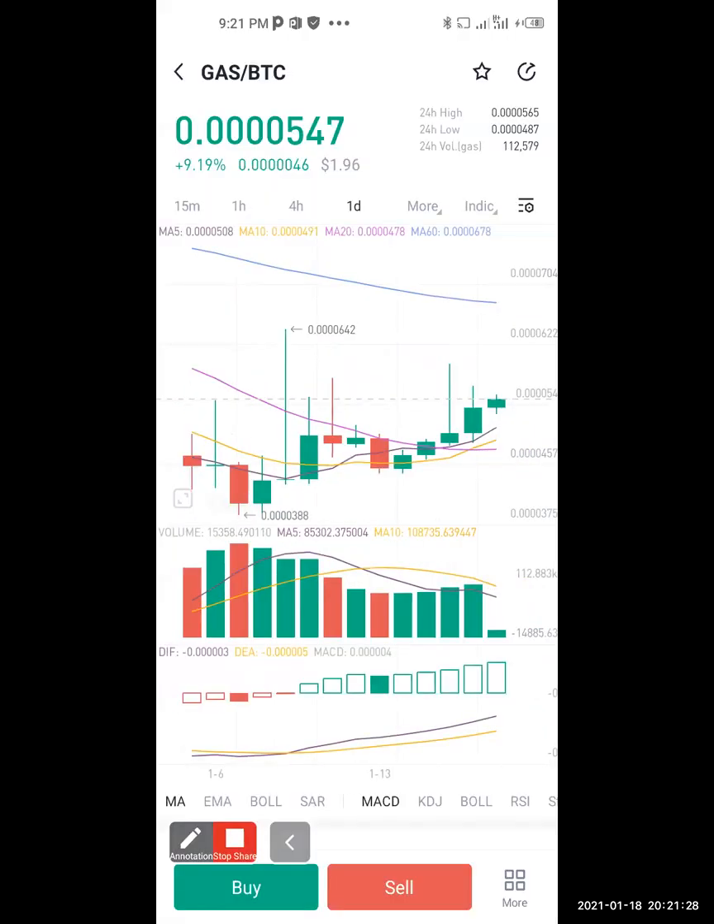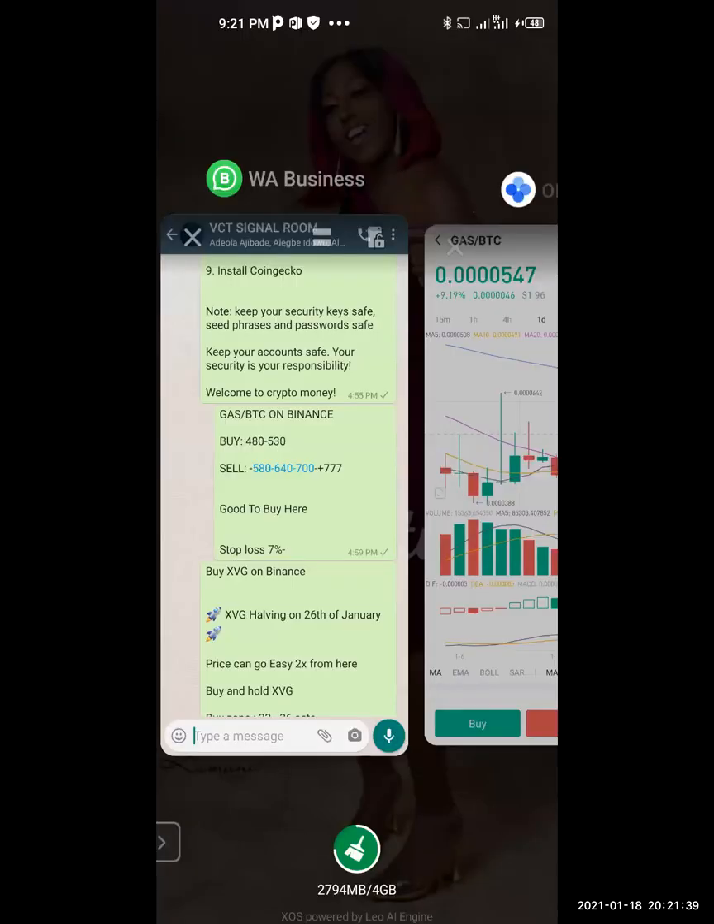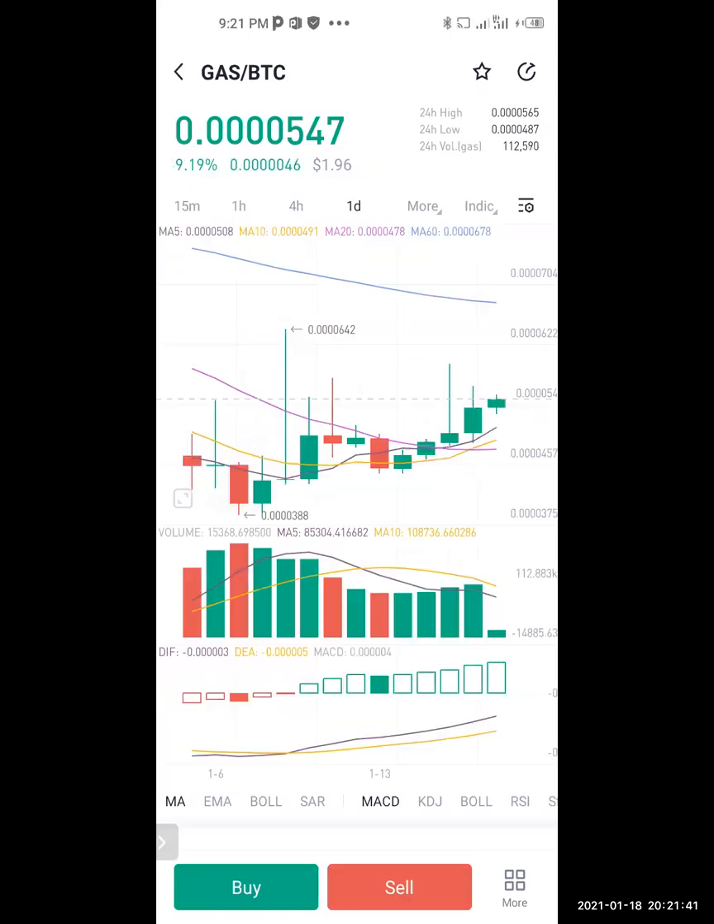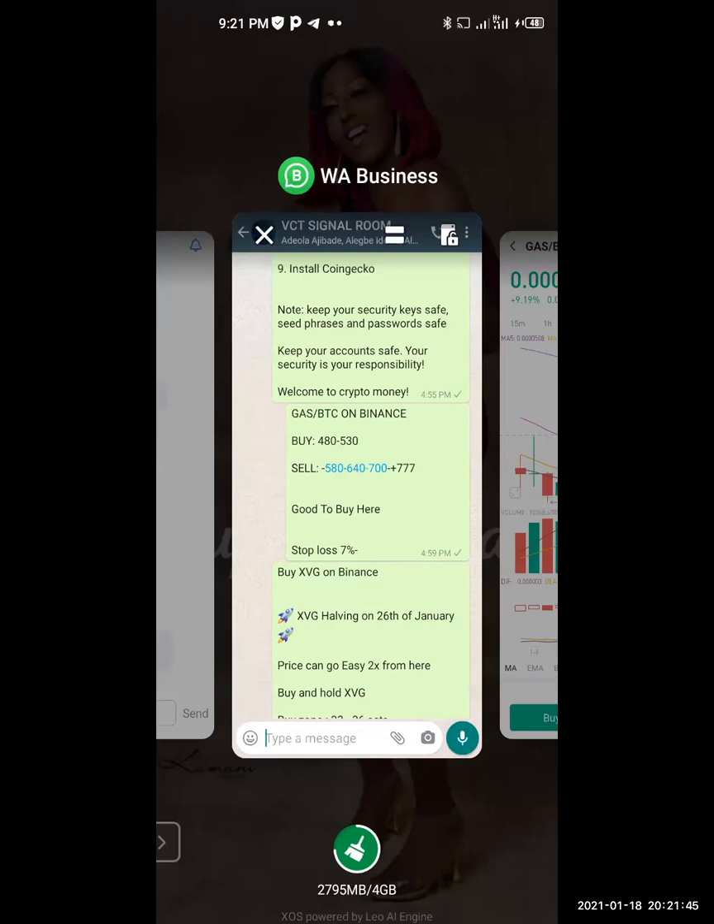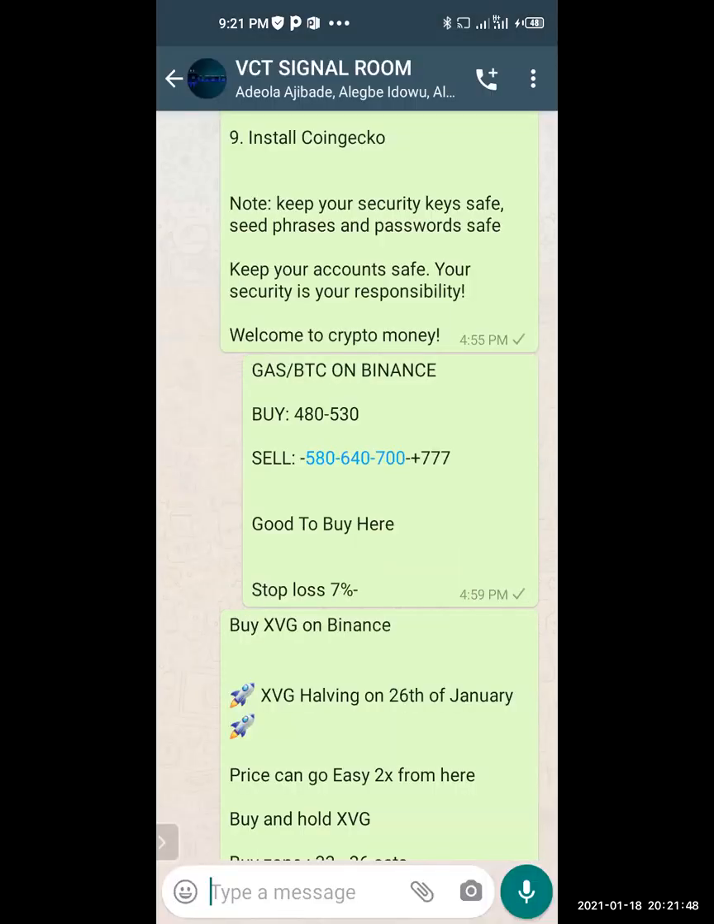Now it has exceeded the price since. It's on profit. If you look at the way the candles are going, it's been on profit for a while. The entry price I gave was 530, so it just exceeded the entry price. It's getting close to the first sell target. Now I'm saying that you should buy GAS between 480 and 530.